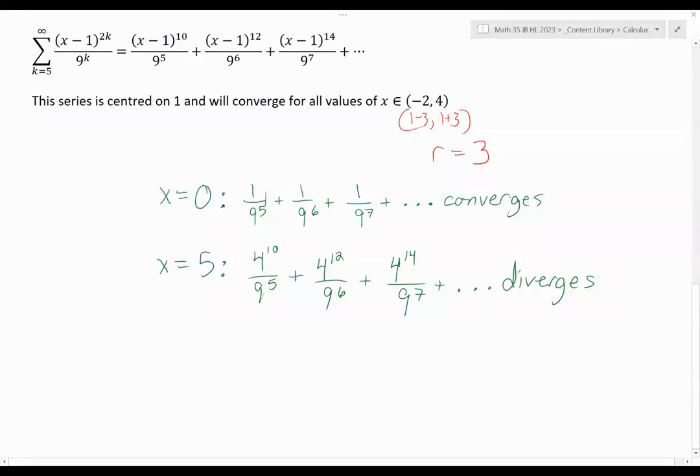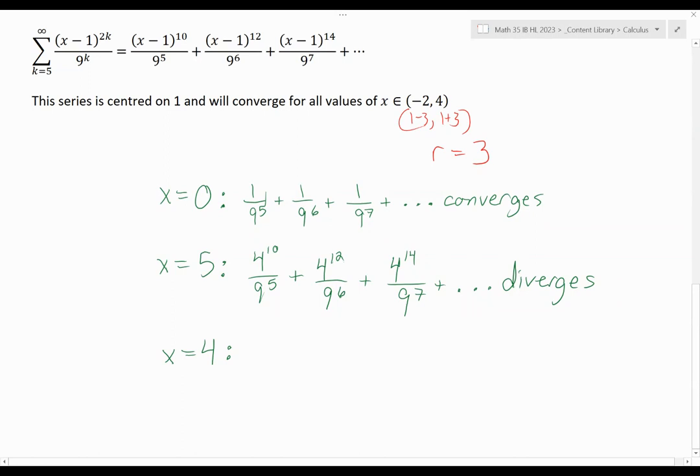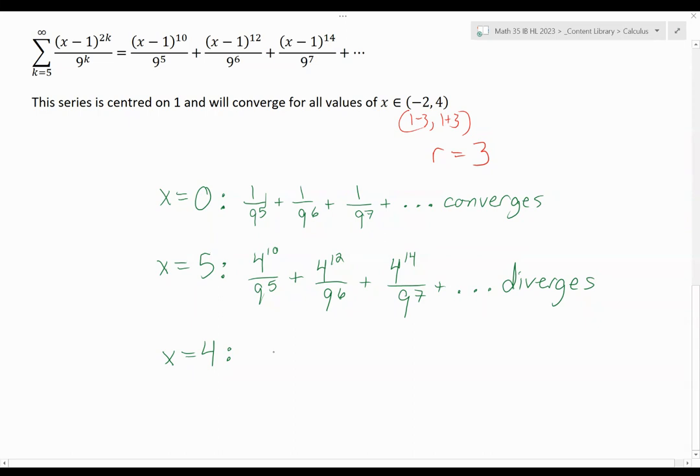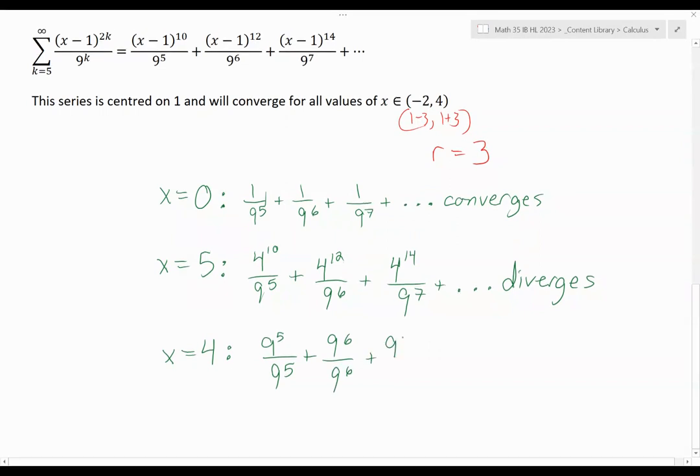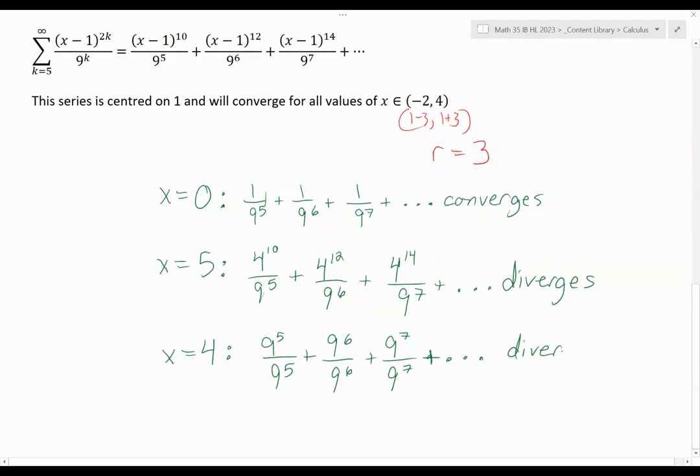If I consider what happens at one of those boundaries, so let's say where x equals 4, x minus 1 is 3. 3 to the power of 10 is the same as 9 to the power of 5. And 3 to the power of 12 is the same as 9 to the power of 6. And so on. So this one is a little more obvious to see why that is going to diverge, because it's just 1 plus 1 plus 1 plus 1 infinitely, which is clearly going to diverge. And the same thing will actually happen for -2, because -2 minus 1 is -3. -3 to the power of 10 is equivalent to 9 to the power of 5, and so on.